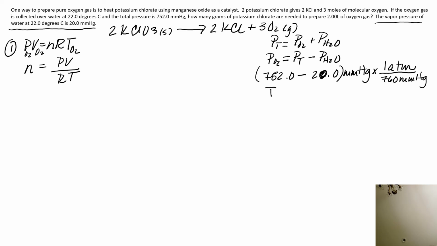And our temperature in Kelvin equals 22 plus 273.15 equals 295.2 K. So number of moles equals, I didn't finish this, this is 0.963 atm.